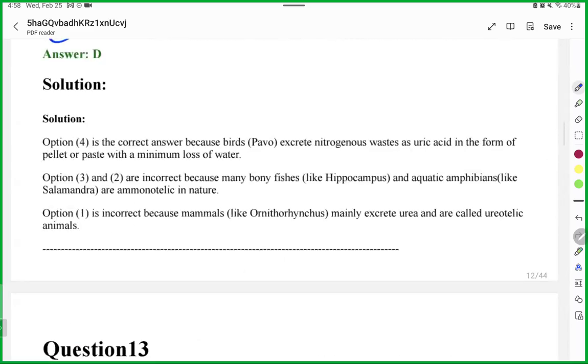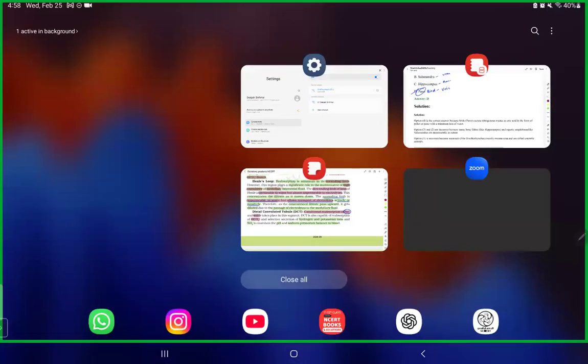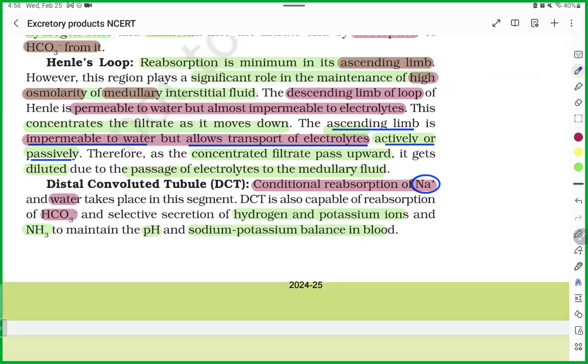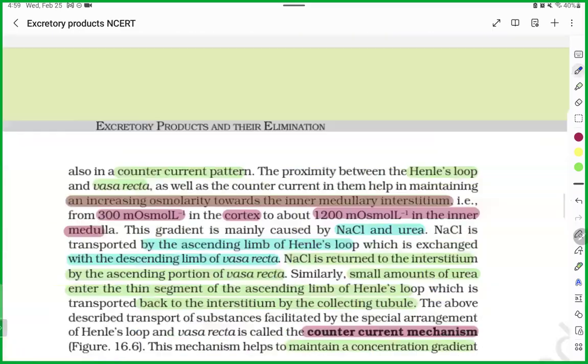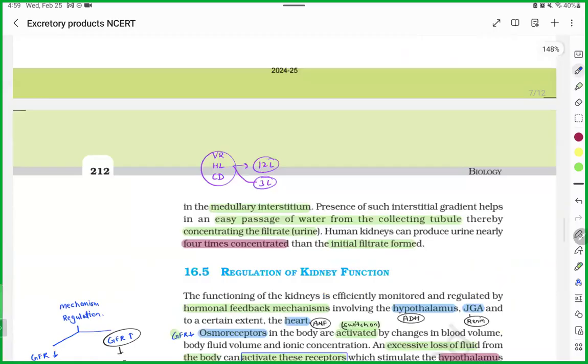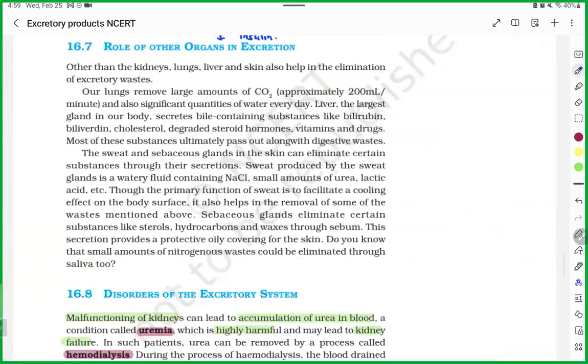Okay. So let me finish two topics. Then NCERT will also be done because you never know. NEET can ask anything from NCERT.